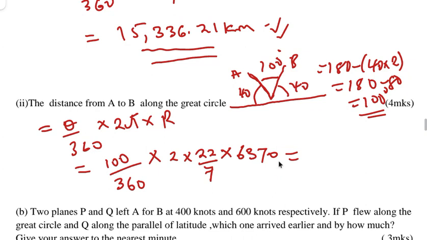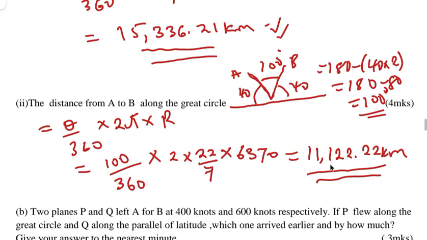100 divided by 360 times 22 divided by 7 times 2 times 6370. That gives 11,122.22 kilometers, not 1000. So we have understood each other up to here. The answer is 11,122.22. So let's continue to our next question.